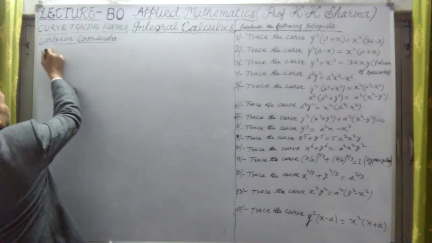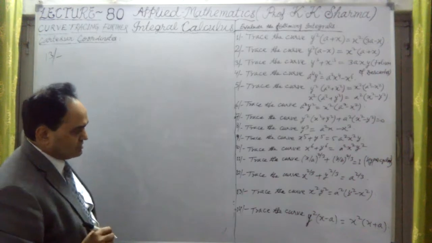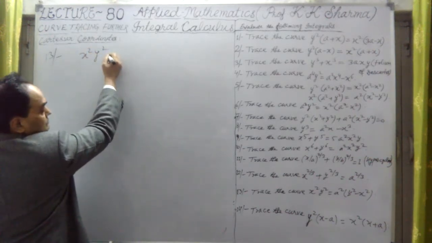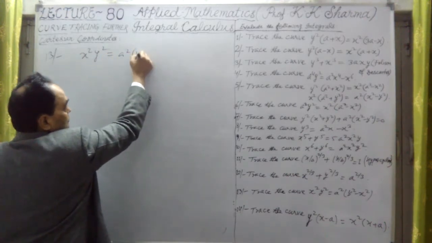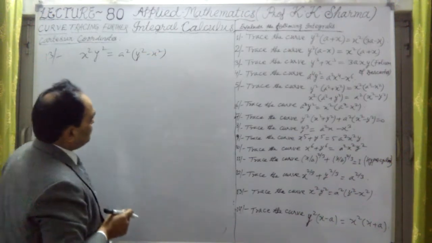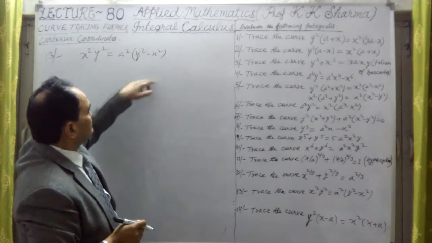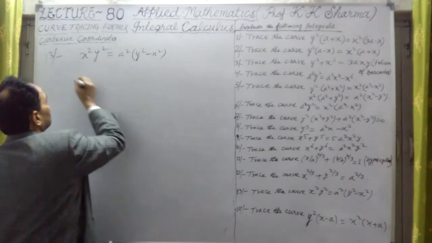Now the 13th question, let me discuss. Here the curve is x square y square equal to a square into (y square minus x square). So if I equate the like terms of this equation to 0, y square minus x square equals 0.